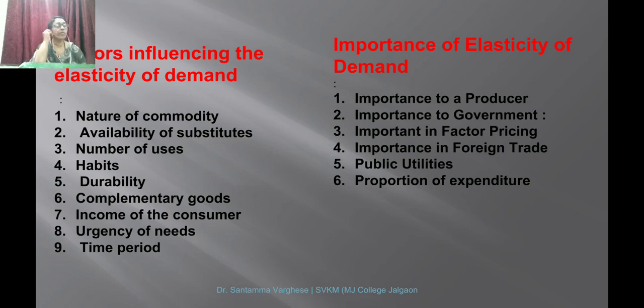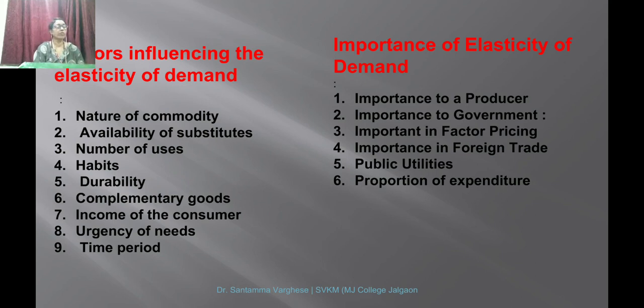Now, urgency of need. Urgency of need means goods which are urgently needed will have relatively inelastic demand. Example, medicines. And luxury is elastic. So these factors influence the elasticity of demand according to the nature. Whether the elasticity is elastic or inelastic, that you are going to study. So you have to consider these things.